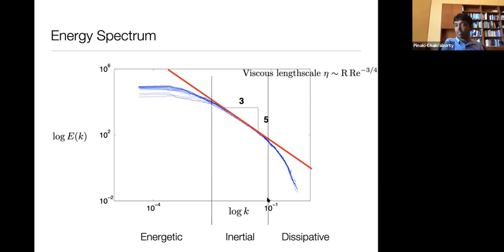The dissipative correction roughly kicks in at a length scale comparable to the Kolmogorov length scale eta, and the energetic correction kicks in at a length scale corresponding to the radius of the pipe. Okay. So that's the whole structure of the energy spectrum.